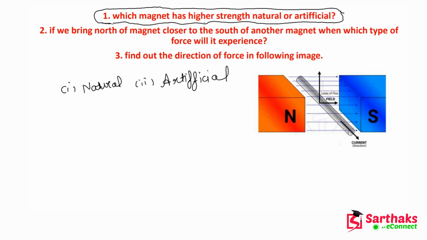So what is the natural magnet? Natural magnets are the magnets which are found in nature. Very simple. By the name also we can understand that it can be found in nature freely. But artificial magnets are made up by the humans. Okay, so this is a man-made magnet.